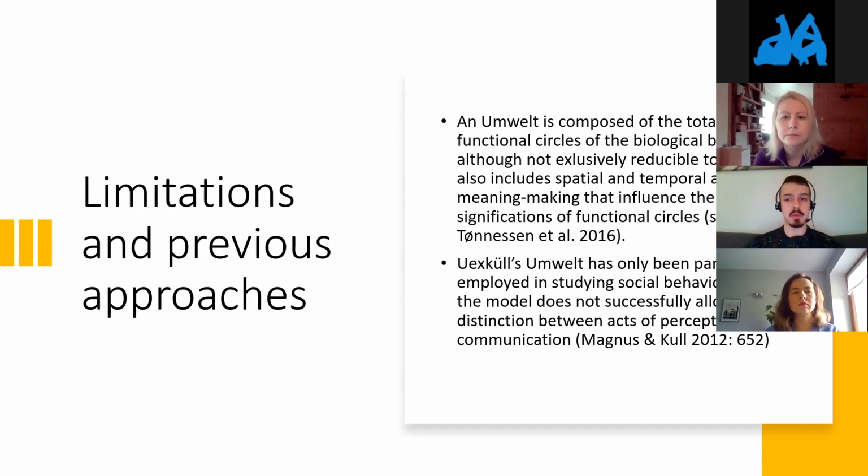So, for example, Rin Magnus and Kalvikul have stressed the fact that there is not a successful distinction between, as I mentioned, actual perception and communication. But other criticism has also stressed the fact that the Umwelt of animals with more complex Umwelt does not solely rely on perception and action organs in the construction of the world, but there are some elements that go beyond this. For example, spatial and temporal aspects of meaning making that also influence signification of functional circles. So there are elements of memory, anticipation, and so on that are not explicitly represented in the model as it was originally conceived.